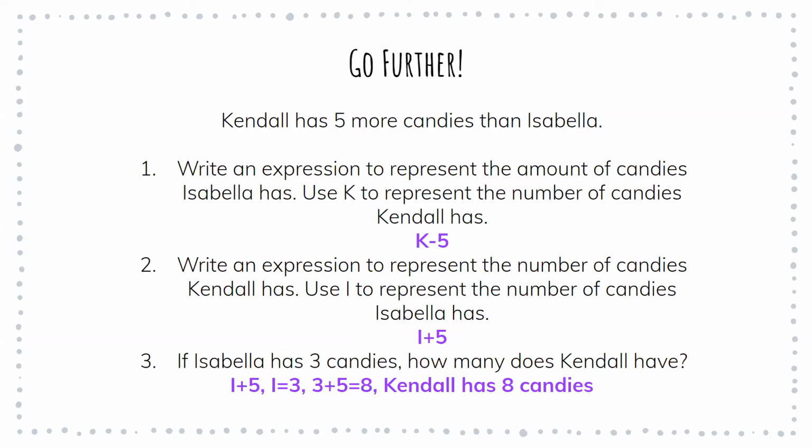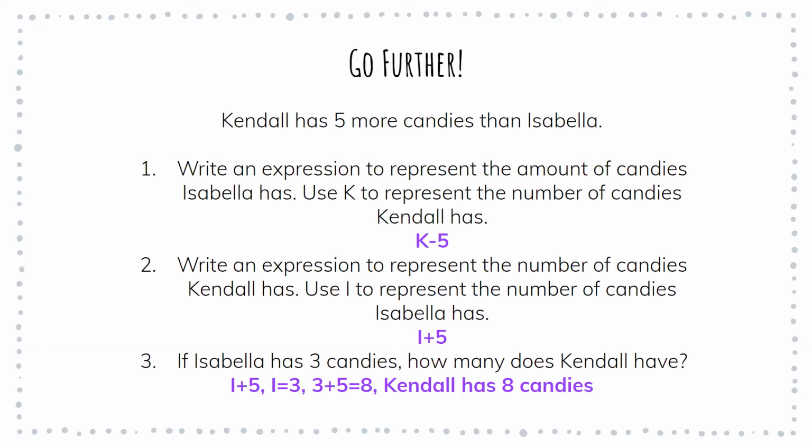And then now we write an expression to represent the number of candies Kendall has, and use I to represent the number of candies Isabella has. So then Isabella will always have 5 less than Kendall. Kendall will always have 5 more than Isabella. So whatever Isabella has, we have to add 5 to give us the answer for Kendall. So that's the answer for the expression. And then if Isabella has 3 candies, how many does Kendall have?